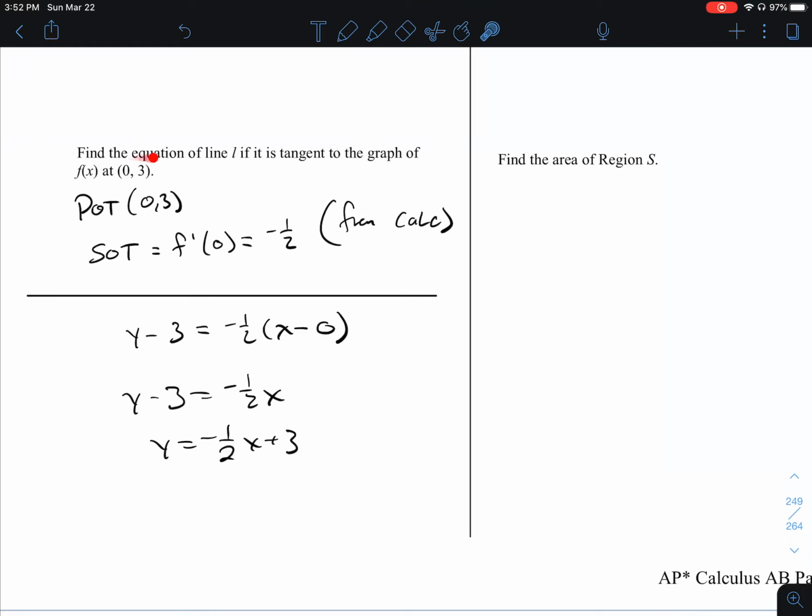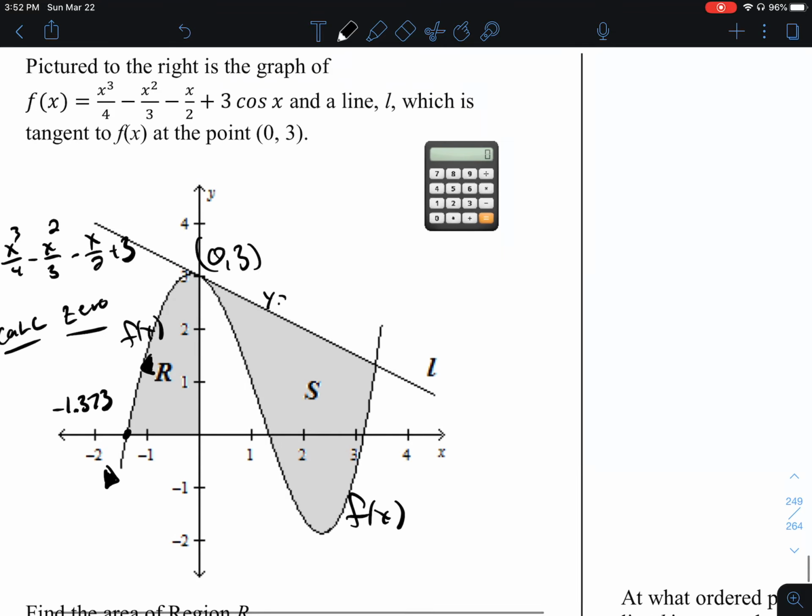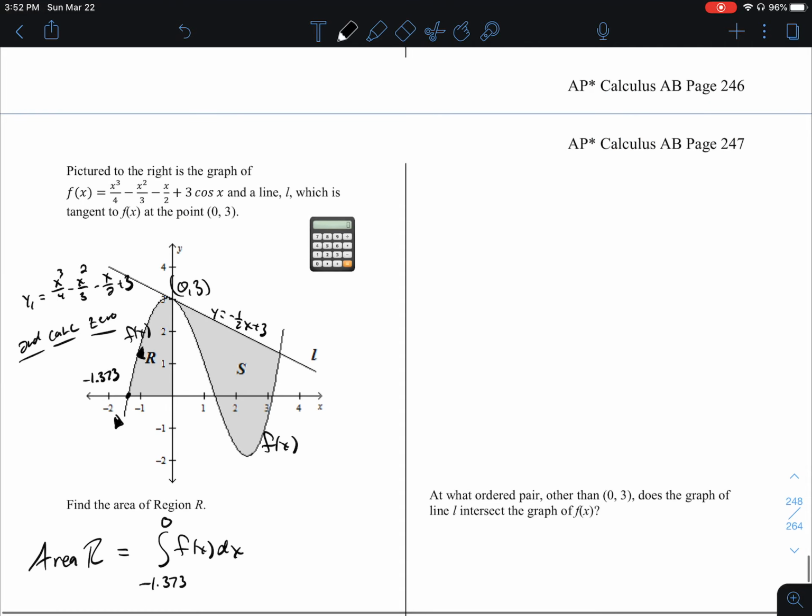We were supposed to find the equation of line L, so this here is line L. I'm going to add that to my picture. This is y equals negative 1/2 x plus 3.